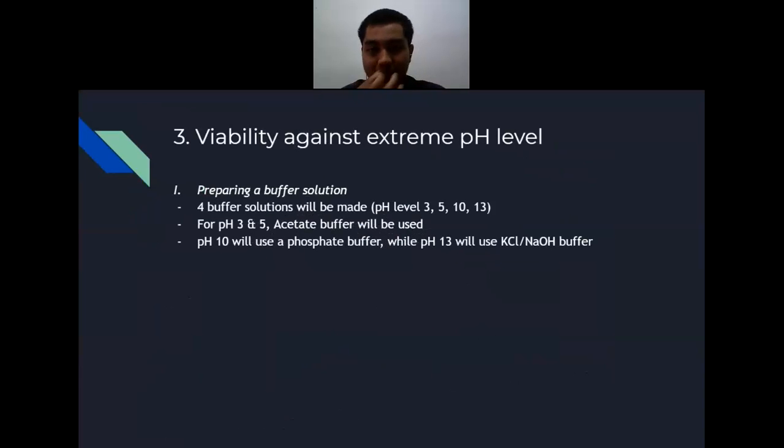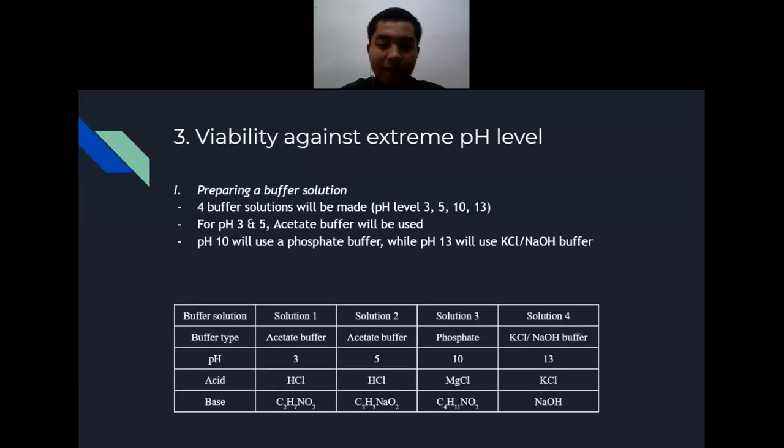Next, for the viability against extreme pH level, I will be using a buffer solution to control the pH, which 4 buffer solutions will be made. For the acidic pH level, which is 3 and 5, I will be using an acetate buffer. While for pH level 10, a phosphate buffer, and pH level 13, a potassium chloride and sodium hydroxide buffer. The table below shows my buffer solution, the pH level, and acids and bases I will be using.